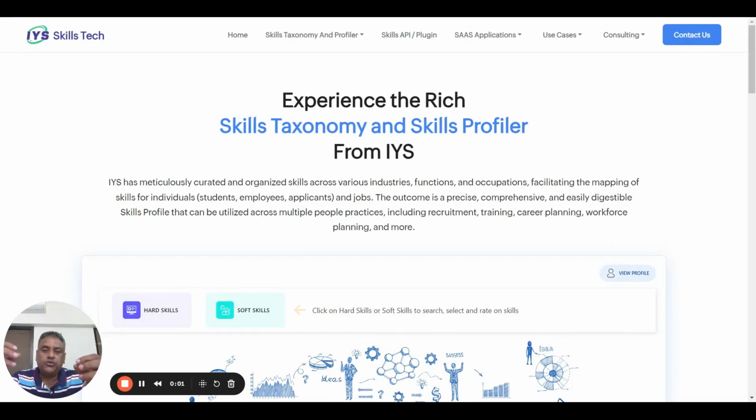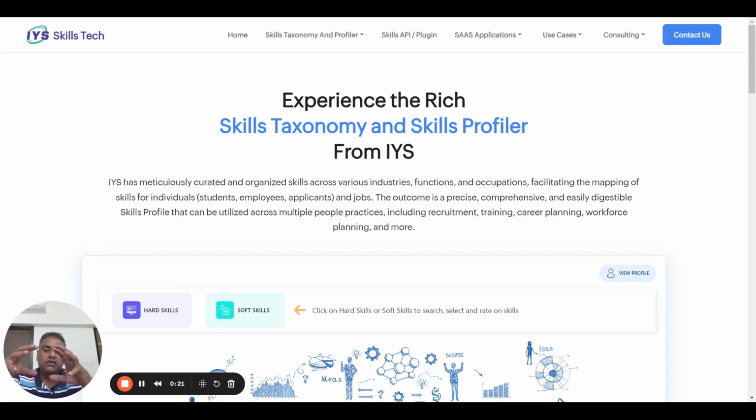I'm going to explain to you what we have in terms of the skill solutions from IYS and the use cases of them. We have the skills taxonomy and the skills profiler. These are the core offerings from us. The skills taxonomy is like a competency library. Maybe it's more exhaustive than that.